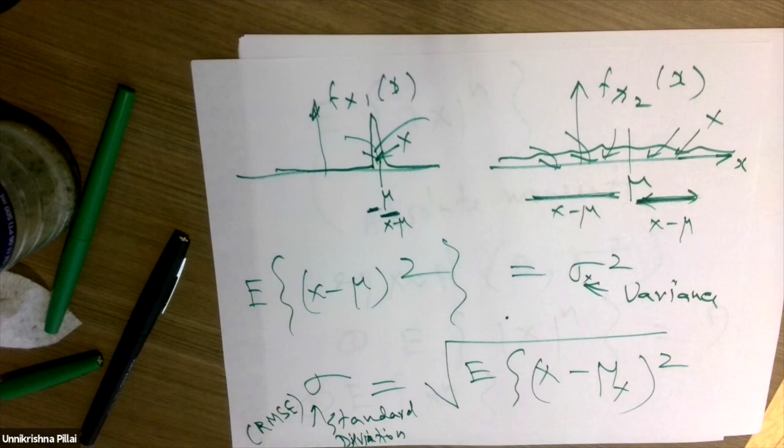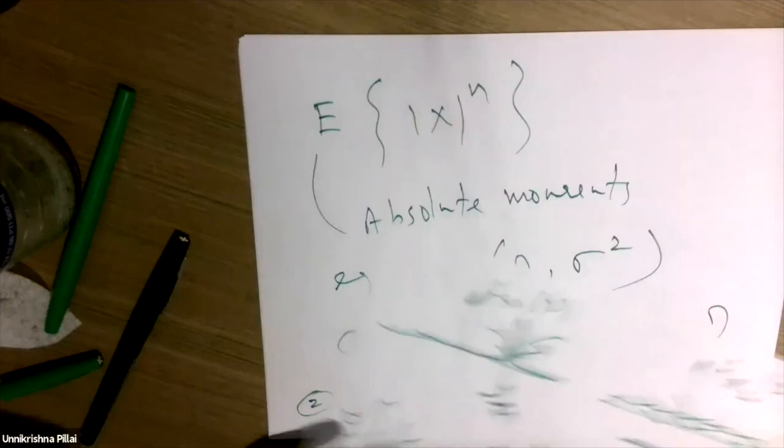Remember, these are like moments, right? Third order moment, fourth order moment. They have names given by statisticians, kurtosis and so on. And if they are different, then you can distinguish the distributions like that, right?